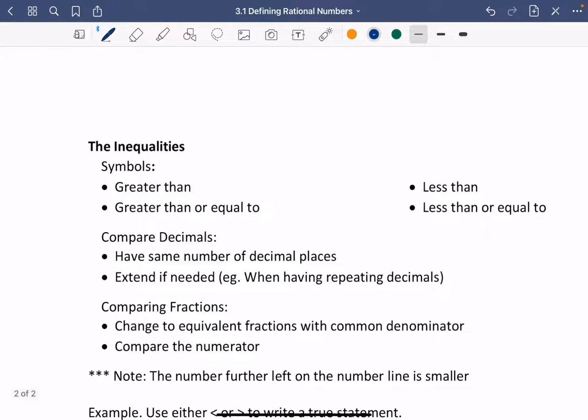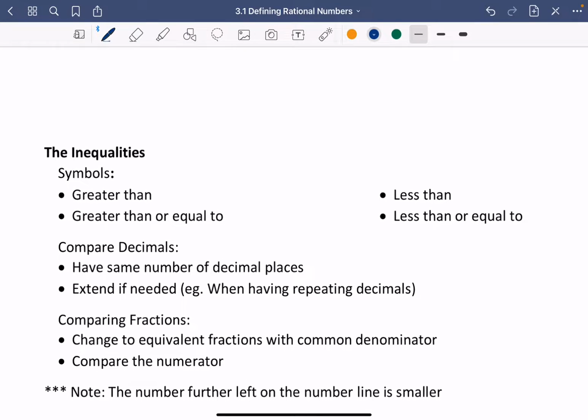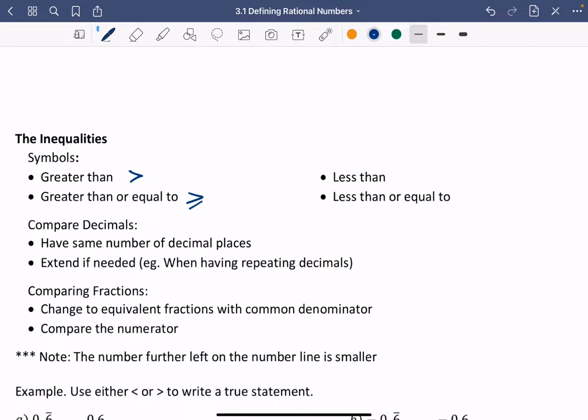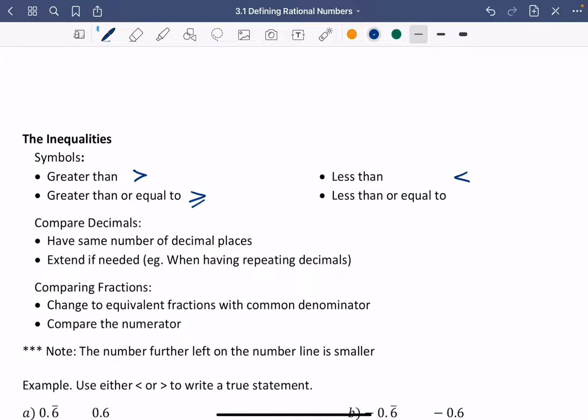Okay, next we're going to talk about the inequalities. So the symbols we have here are greater than, greater than or equal to. So greater than with a little line here means equal to. Less than, facing right, and then less than or equal to with a line here. And so inequalities are used to compare numbers. When you are comparing decimals, you're going to compare them with the same number of decimal places. And if needed, you can extend the decimal, for example, when you have a repeating decimal. We'll see some examples later.